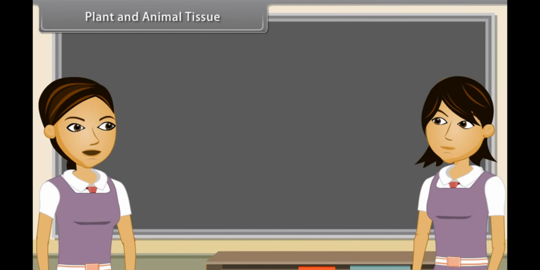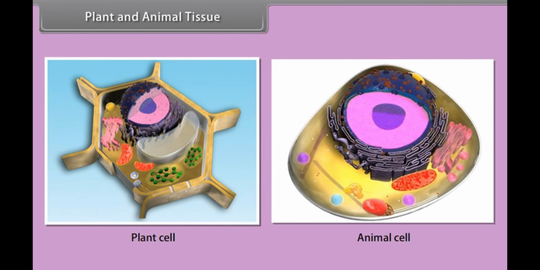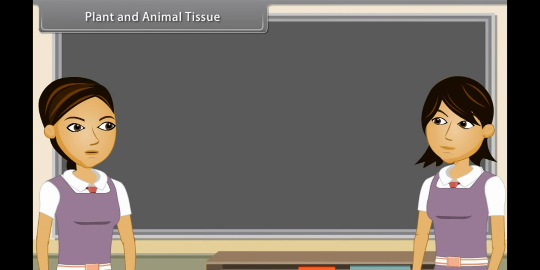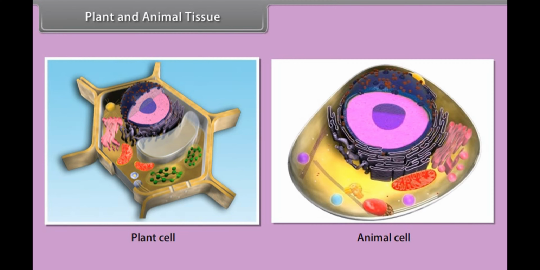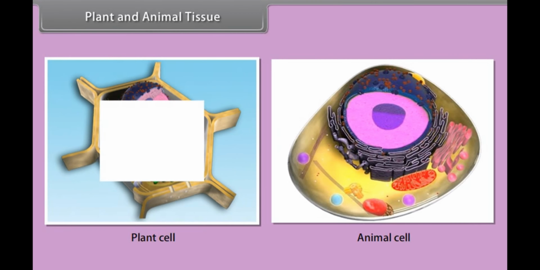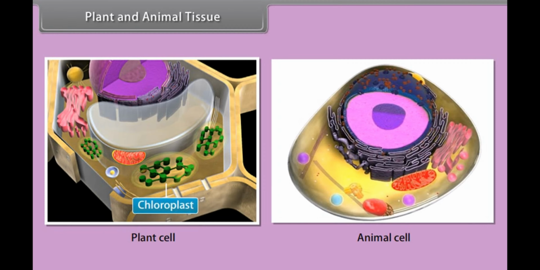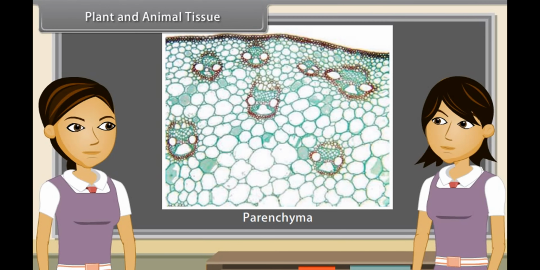Plant and animal tissue. Plants and animals both are living organisms, but their internal structures are entirely different. Can you tell me why? I know one major difference is that plants are autotrophic. That is, they can make their own food in presence of sunlight, carbon dioxide and water with the help of chloroplasts. They are fixed at one place.